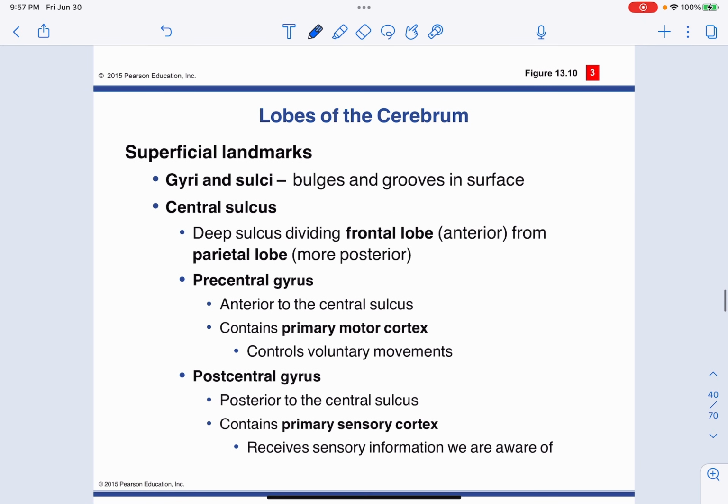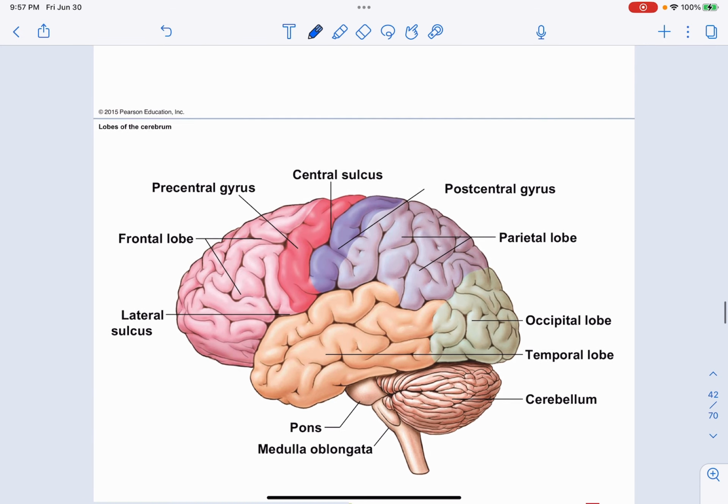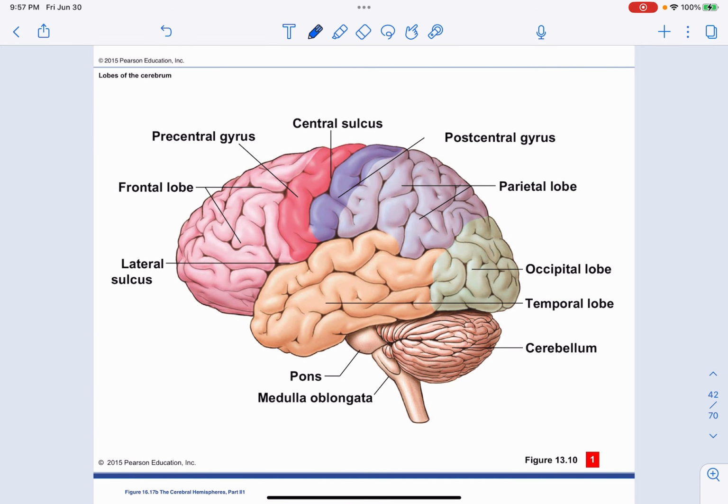All right, I want to talk about a couple of deeper grooves, which are located here. Let me see where it is. Okay, right here. They're in between the frontal lobe and the parietal lobe. There's something called a lateral sulcus. This separates the frontal lobe from the parietal lobe. It's on either side, and it's a much deeper groove.